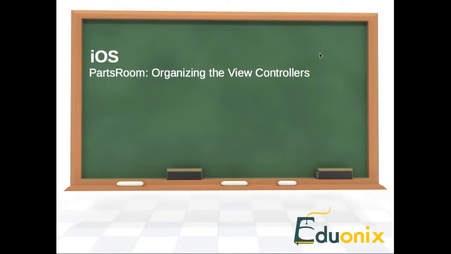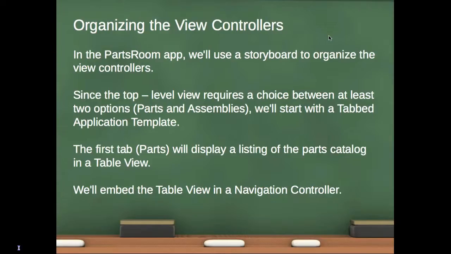Hi, in this unit we're going to continue with our parts room application. We've developed a pretty decent model, and we're going to be tweaking that model as we go along throughout the rest of the units. But of course now we need to look at how we're going to organize the view controllers to interact with that model and to display the information in that model, or represented by that model, to the user in a meaningful way. So let's get started with this idea.